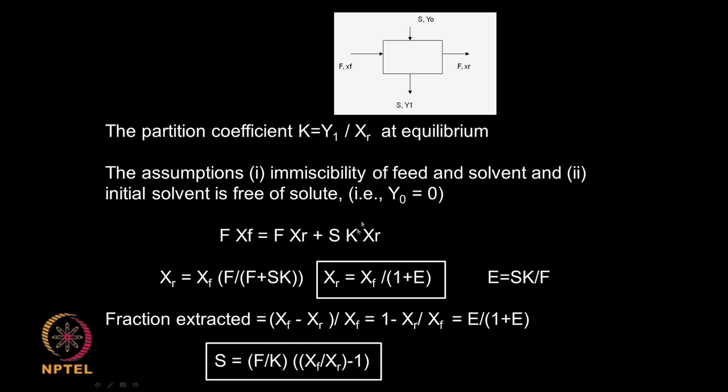So, in the first method, the analytical method, if I know these terms like F, S and K, I can calculate E and then I can substitute into this and then I can calculate what will be the XR. So, I can get the fraction extracted and so on.